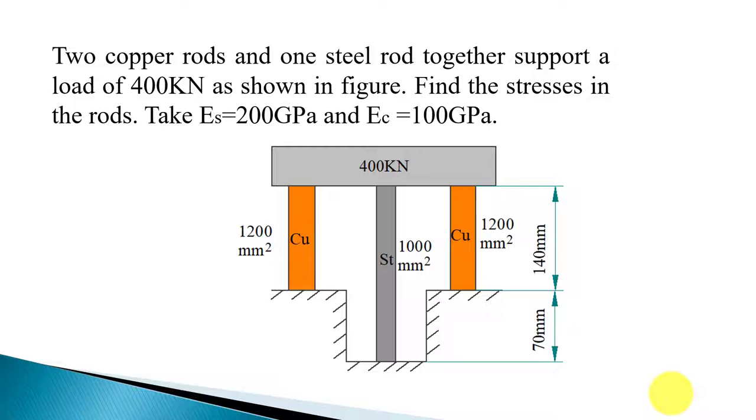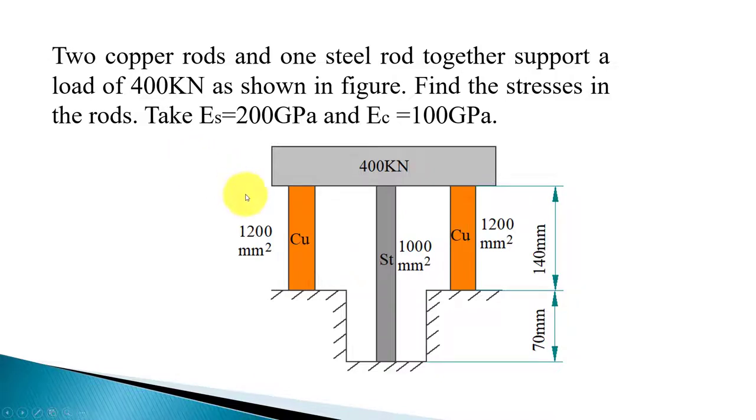Two copper rods and one steel rod together support a load of 400 kN as shown in the figure. Find the stresses in the rods. Take ES equal to 200 GPa and EC equal to 100 GPa.